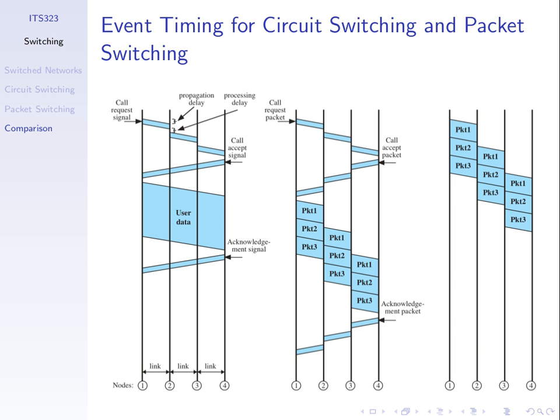But with packet switching, send one packet, wait for it to be received, then transmit it across the next link. So we have this extra delay here. Circuit switching is faster to deliver the data compared to packet switching.